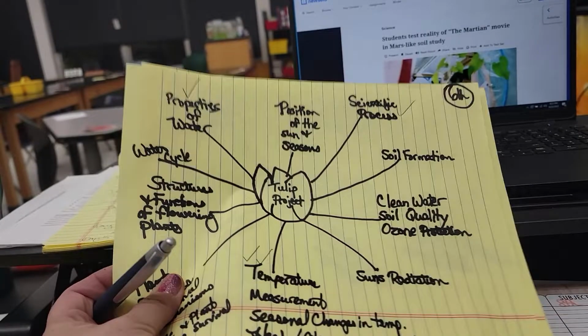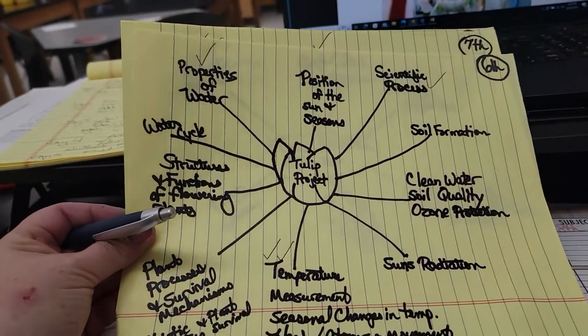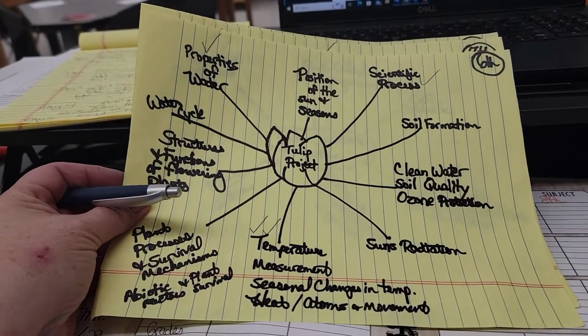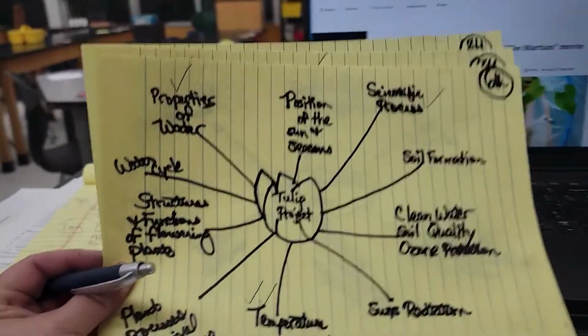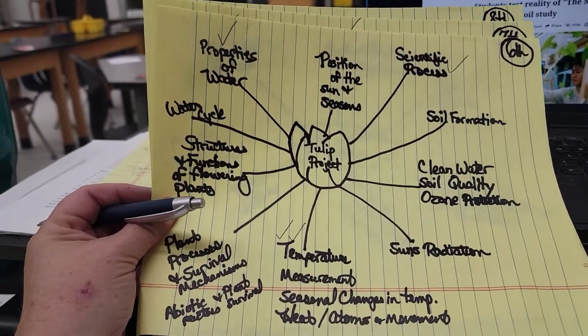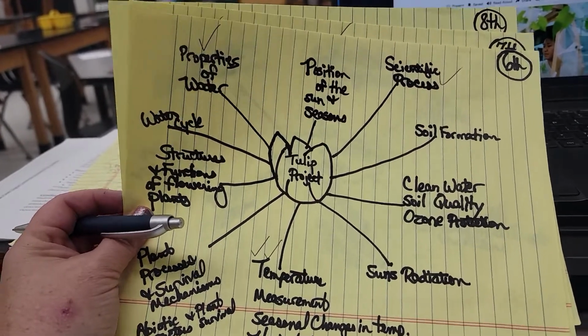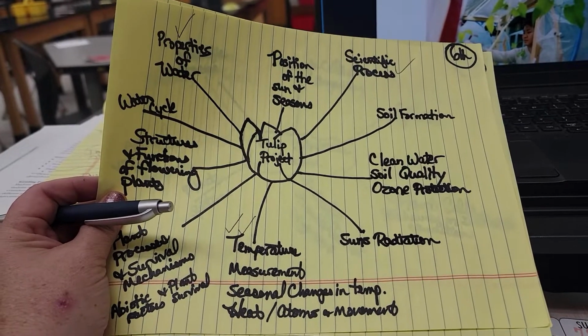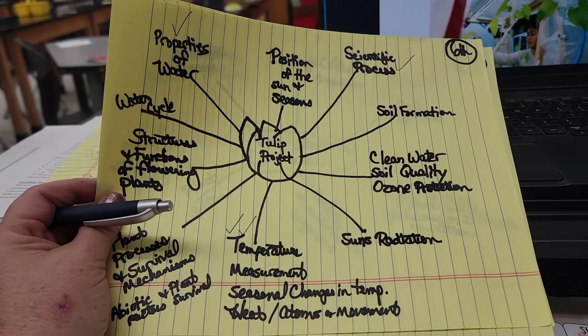So the first thing that I always like to do whenever I'm working on a unit is I like to take a look at my state standards and figure out how everything can go together. This year I'm trying a project that I have done in the past when I taught elementary school, but I've never tried it in middle school science.